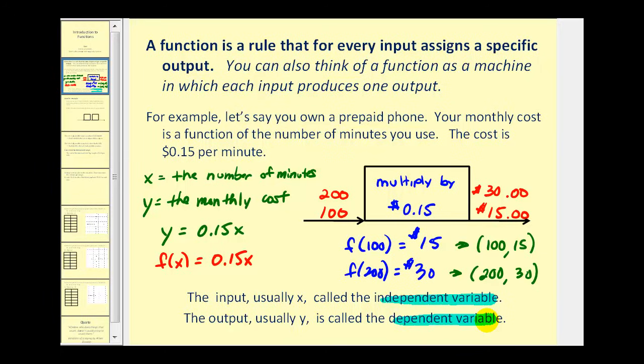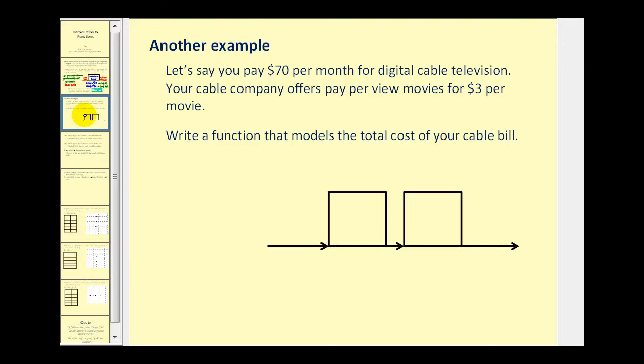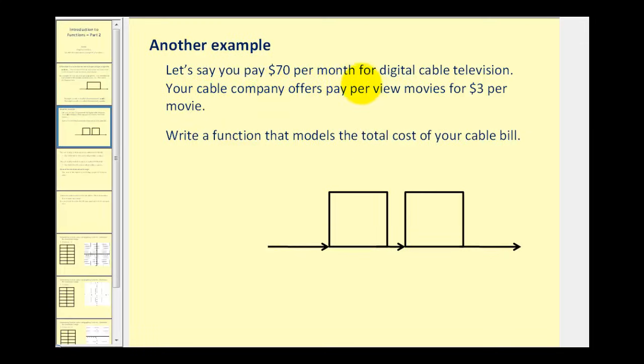Let's take a look at another situation that models a function. Let's say you pay $70 per month for digital cable television, and your cable company offers pay-per-view movies for $3 per movie. We want to write a function that models the total cost of your cable bill for a particular month. But notice in this case there are two components to the monthly bill. There's a variable cost, or the cost that we pay for watching movies at $3 per movie, and then we have the fixed cost of $70 per month for the digital cable television.